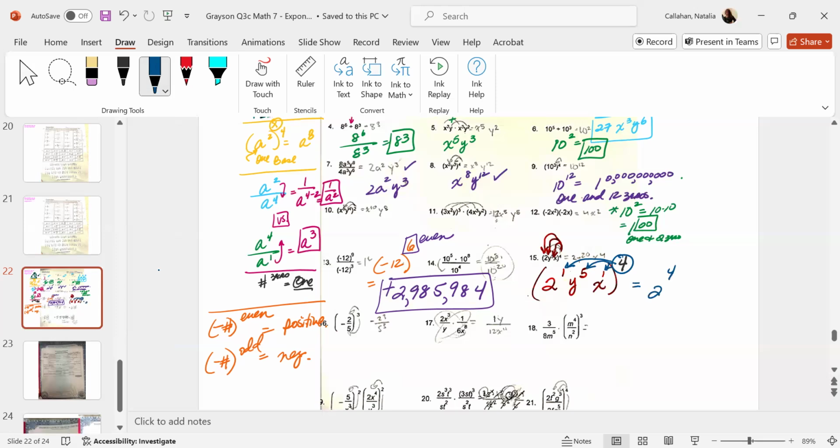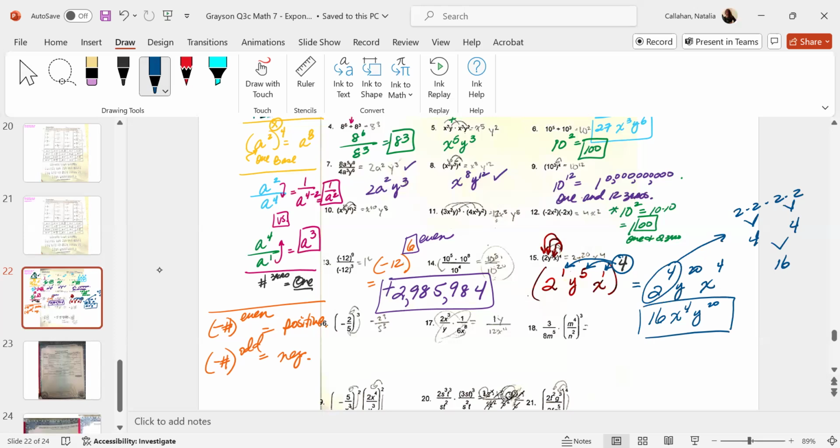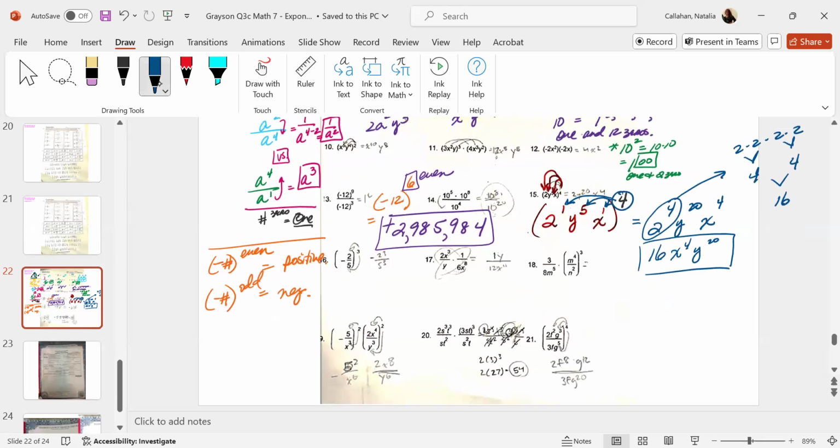So it's 2 to the 4, y to the 20th, 1 times 4 is x to the 4th. 2 to the 4th, you have to go ahead and multiply it out. So you should have 16, and I like to put them in alphabetical order, x to the 4th, y to the 20th. Okay? All right, let's move on.